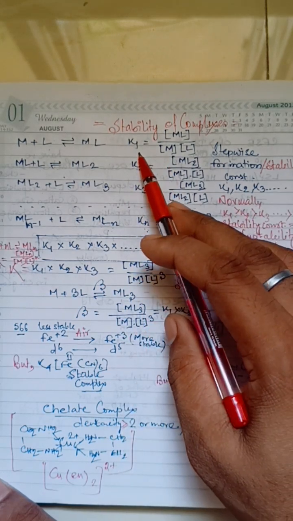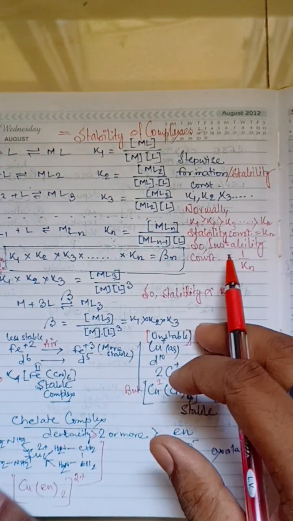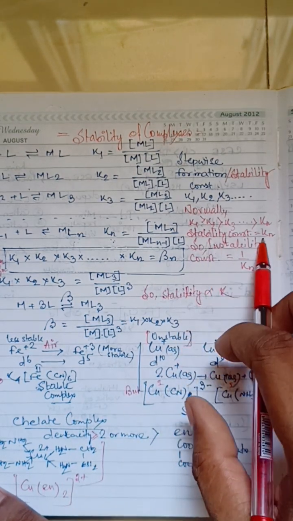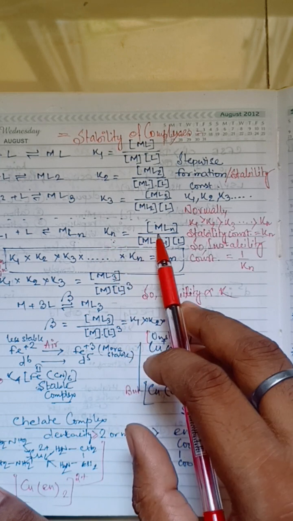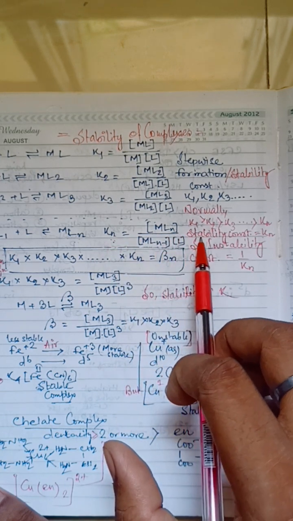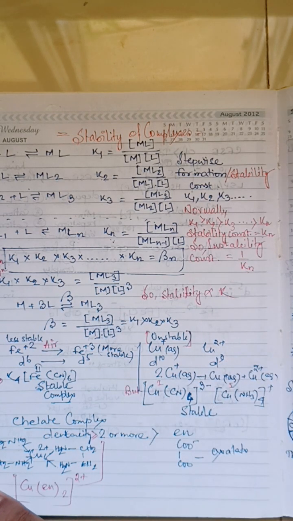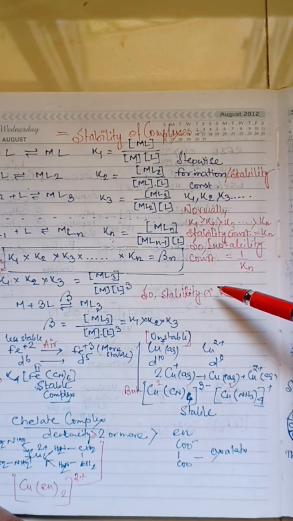Normally K1 has a greater value than K2, than K3, and last of all Kn. So the value decreases gradually. Normally this happens. The stability constant, that is the last one, Kn, equals MLn divided by ML(n-1) times L. This is known as the stability constant. So the instability constant will be equal to the reciprocal of Kn, that is 1 by Kn. This is known as the instability constant value. All these constants describe whether the complex is stable or not, and the amount of stability of the complexes.